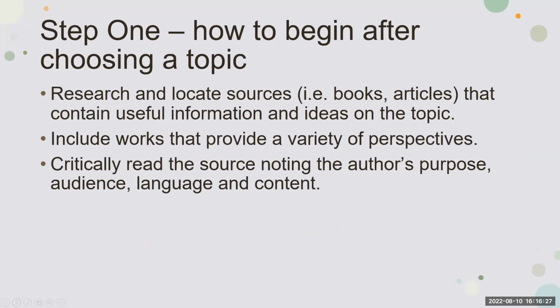So how do you write an annotated bibliography? Well, let's take this step by step. Step one, how to begin. After you've chosen a topic, you want to research and locate sources, meaning that you're looking for books and articles that contain the information about the topic that you have chosen. You also want to make sure that you include information from a variety of perspectives so that you can get a full view of this particular topic.